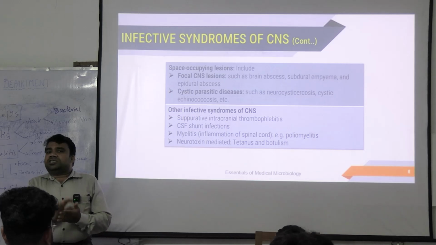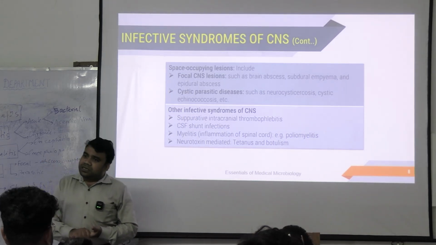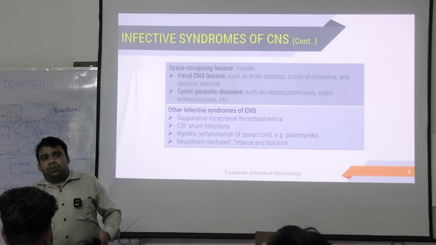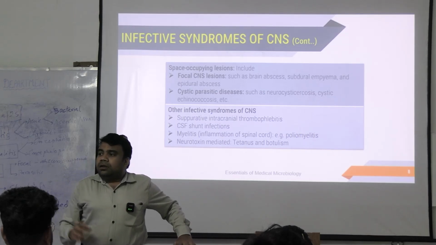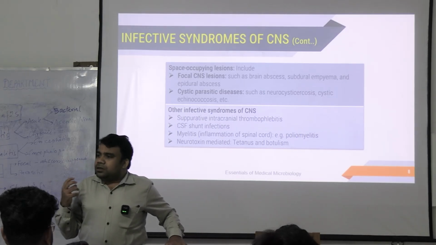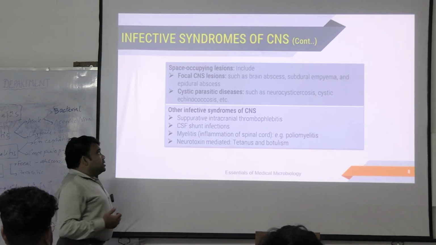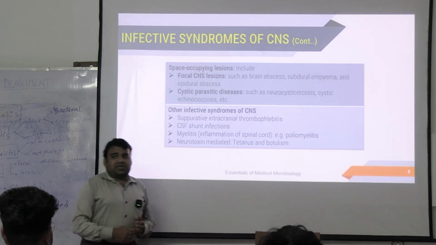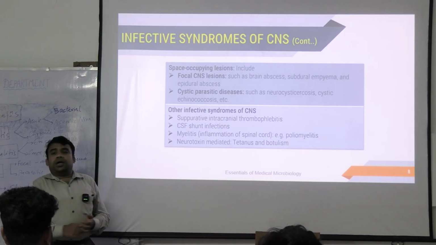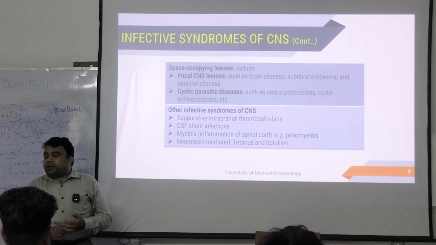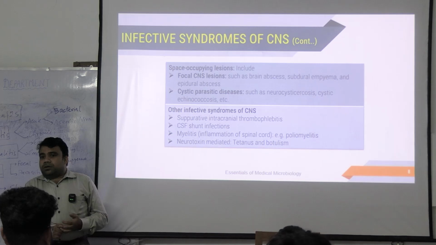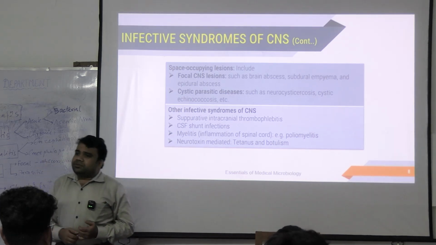Now, coming to space occupying lesions, I have already said the predominant pathology is caused by direct occupation of the space in the cranium leading to pressure effect. Now, this can be caused by focal CNS lesions. These would include brain abscess. Now, why is brain abscess so important?